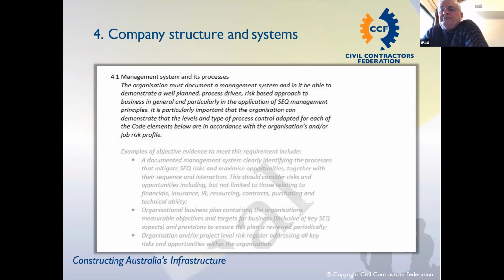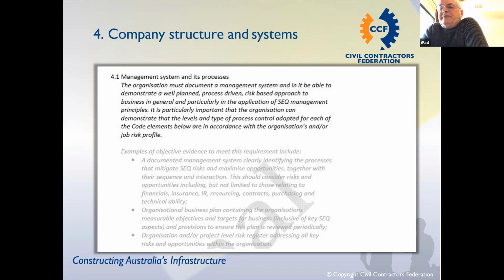The organisation business plan continuing the organisation measurable objectives and targets for businesses, and provisions to ensure that the plan is reviewed periodically. I mean, it's really talking about making sure that they're all interacted. You've looked at your business operations, and you've got processes to be able to manage those risks that you identified in that process.